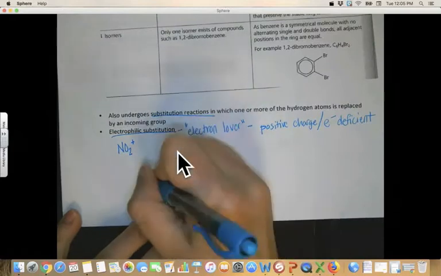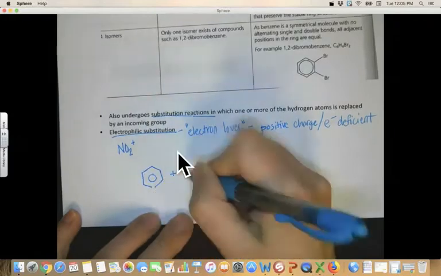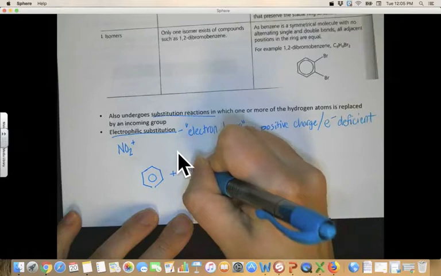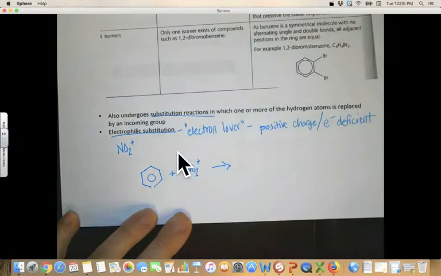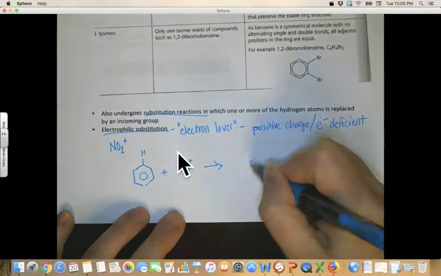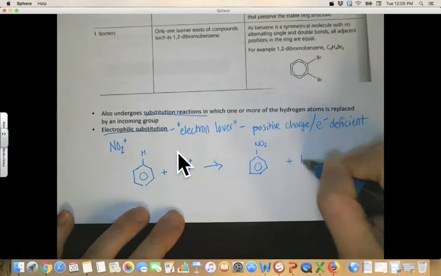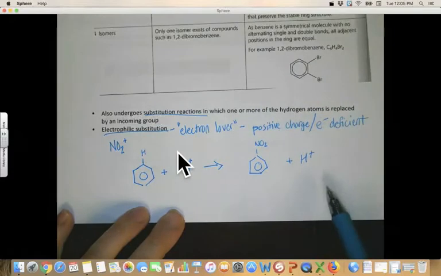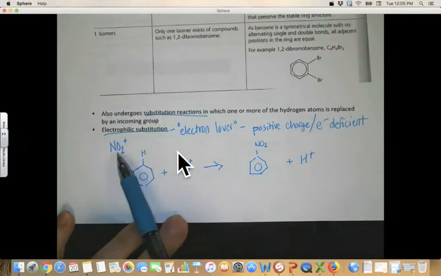So if we take benzene and we nitrate it, we're going to replace one of these little hydrogens. The hydrogen is going to be lost. There's a lot more behind this that you don't have to know for SL chemistry. You just need to know that it substitutes out and replaces a hydrogen, and this is your one electrophile to know. So there you have it.